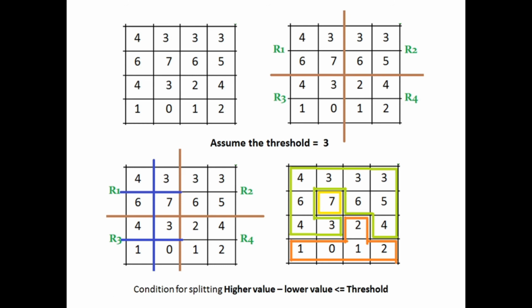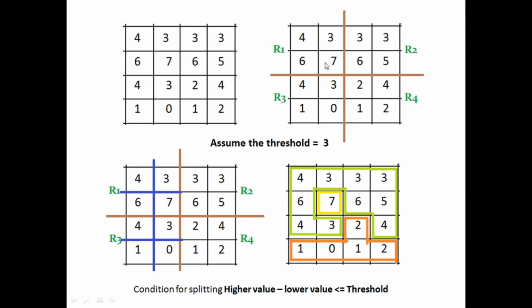Hence we need to split the input image into 4 regions here: R1, R2, R3 and R4. I have split it now. Again, we apply the same rule for each and every subregion. So apply the same rule here for the R1 region.